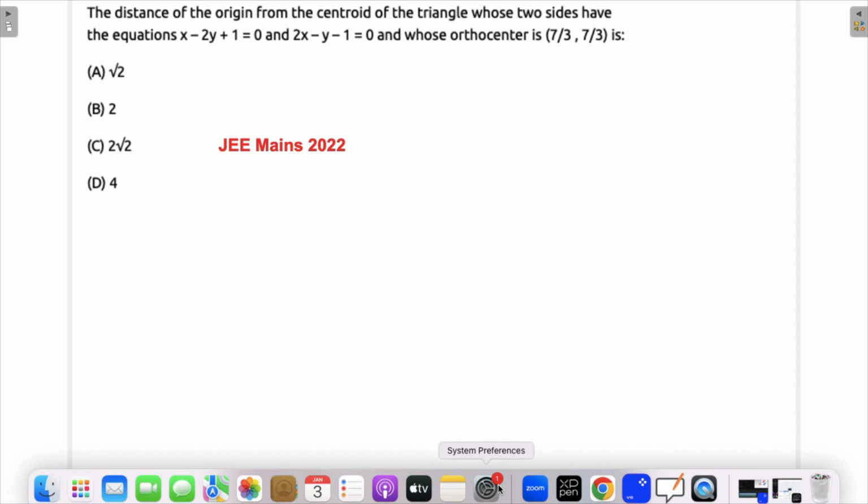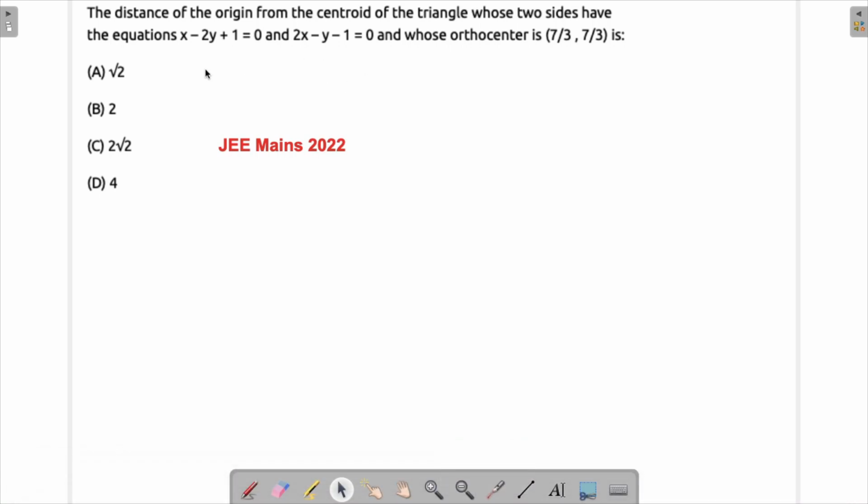All right. So we're trying to solve a problem which appeared in JEE Mains 2022. And this problem is actually from the straight line chapter. In this question, what has been asked to find out is the distance of the centroid from the origin actually. And the centroid is of course not given.